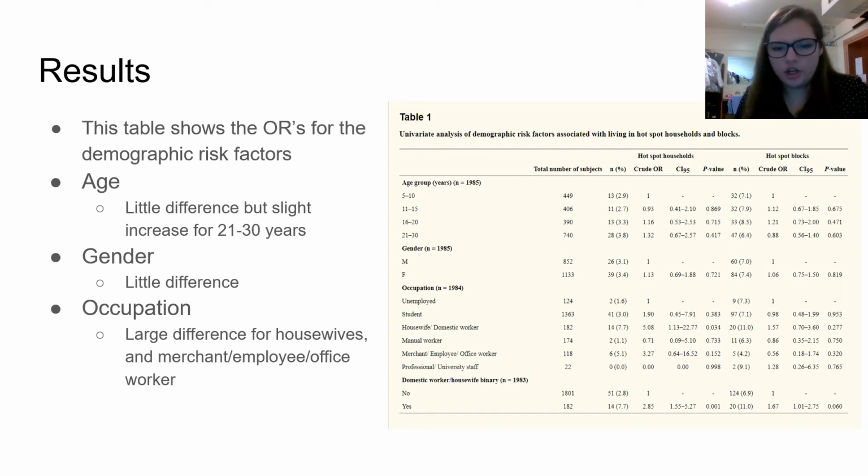The odds ratio associated with housewives and domestic workers was 5.08, while merchants, employees, and office workers was 3.27. As they saw a large odds ratio for housewives and domestic workers, they looked into this as a binary factor, in which they found that those who were working in domestic/household occupations had a 2.85 odds ratio versus those who did not.